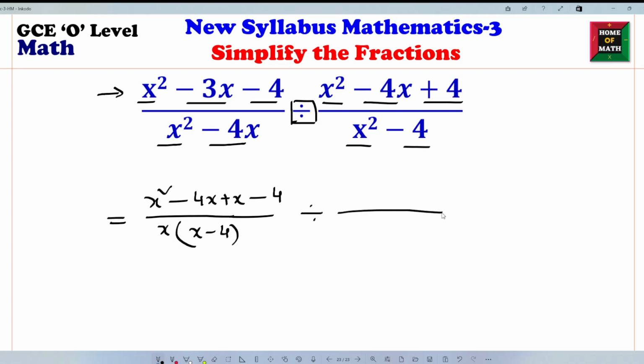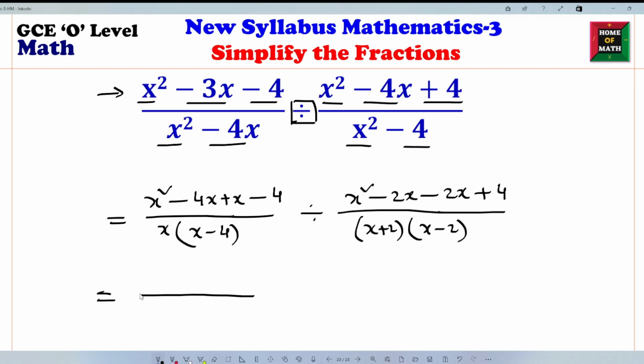Divide. Here again we can factorize by middle term factor: x² − 2x − 2x + 4. Divide. Here is x² − 4, we can write (x + 2)(x − 2). Here we can take common x, so x − 4, and take common 1, again x − 4, and here is x − 4.